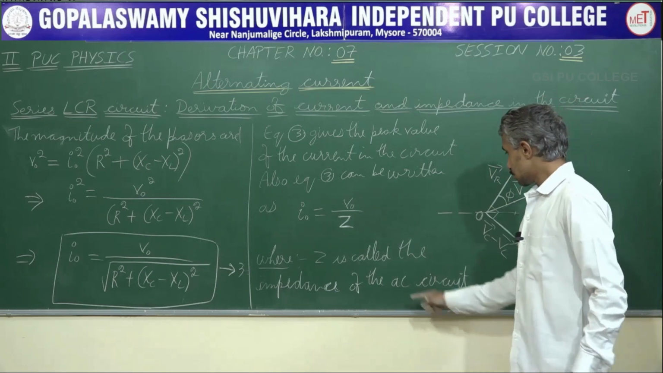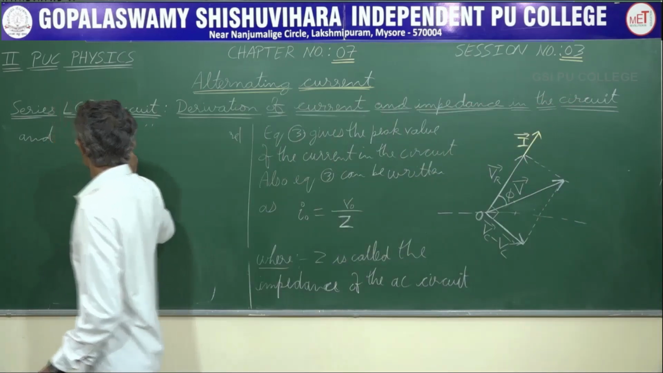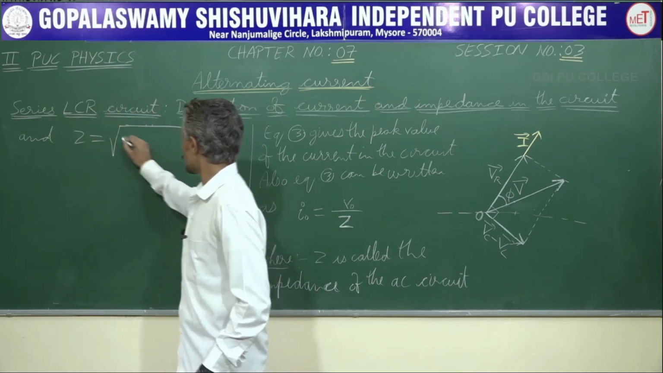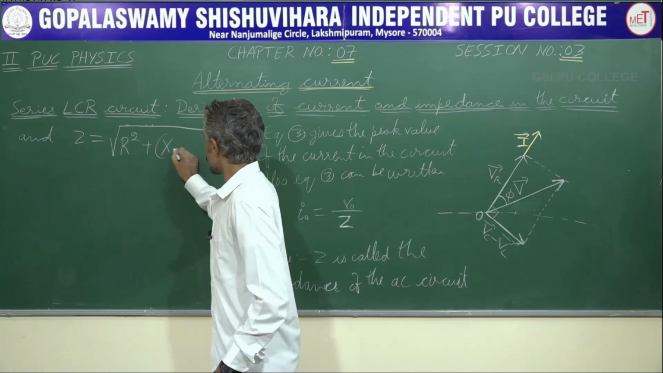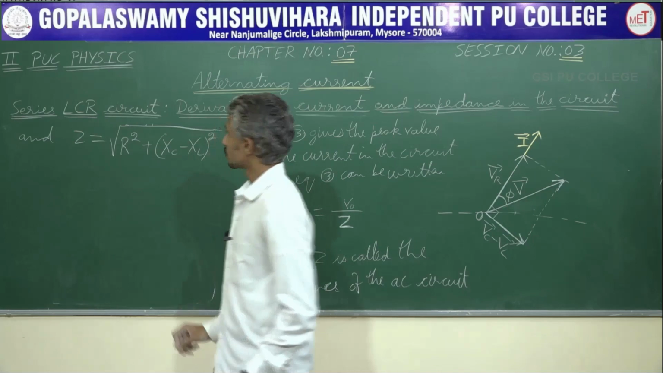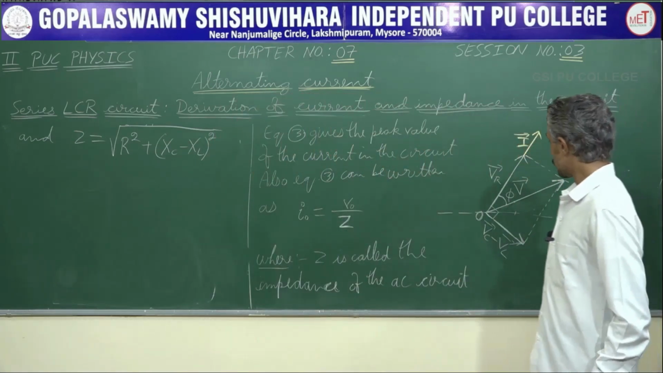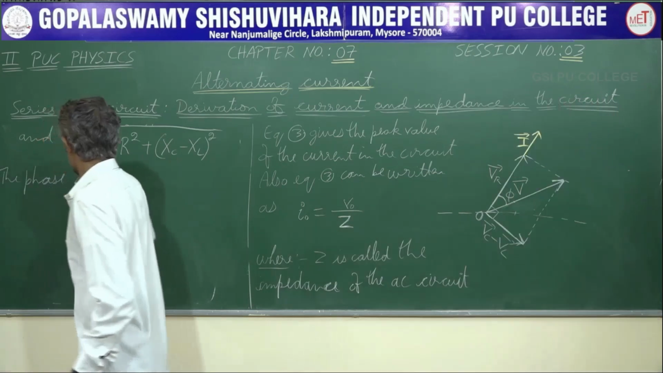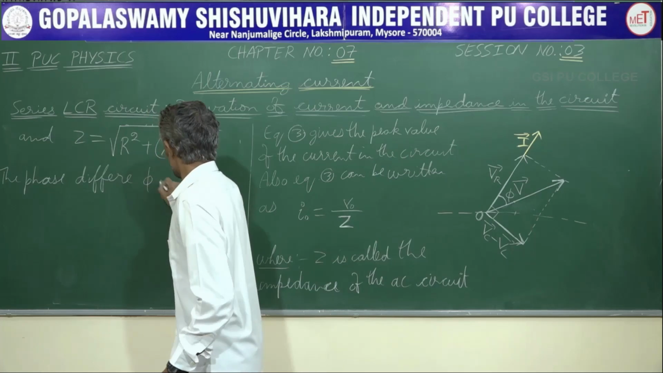So, Z is called the impedance of the AC circuit, and that Z is equal to root of R square plus XC minus XL whole square. So, now further we are left with a derivation for phi, the phase difference phi.